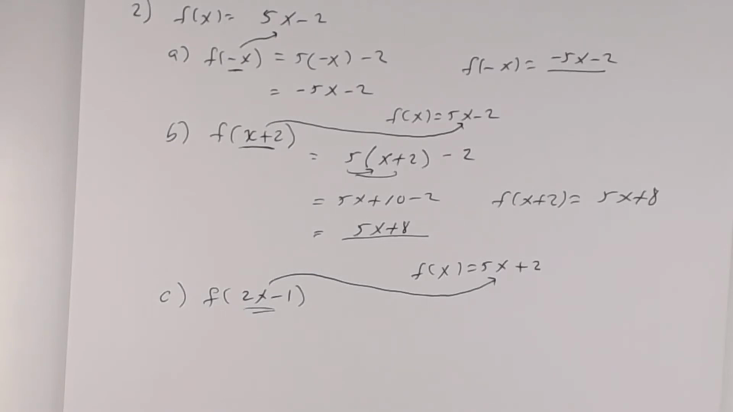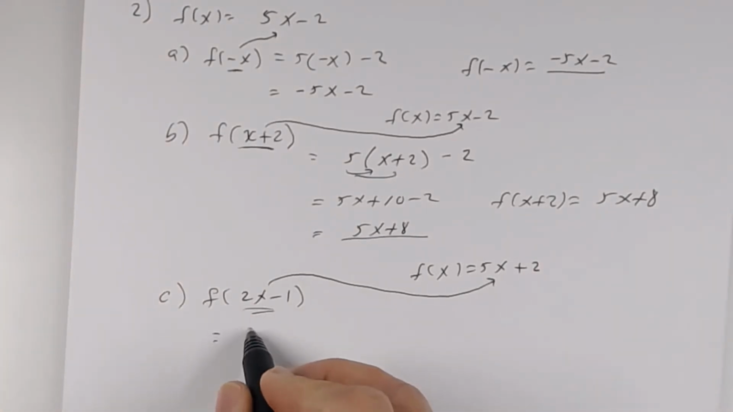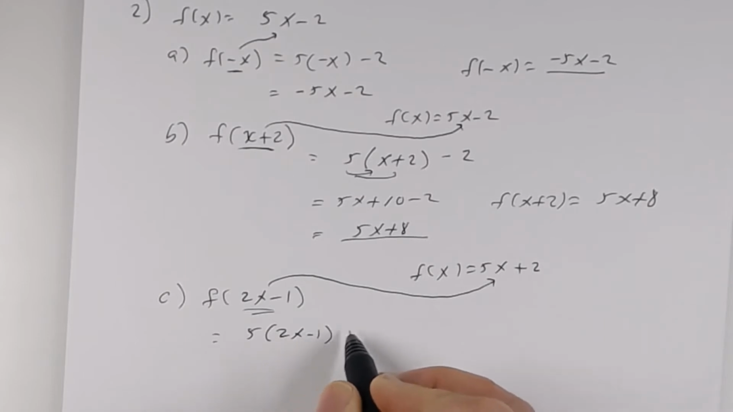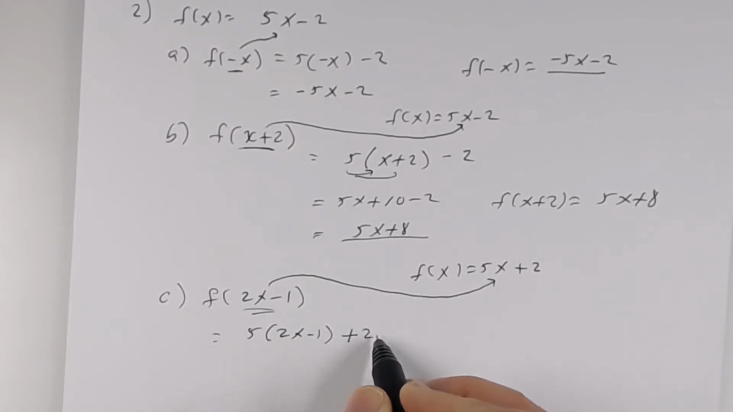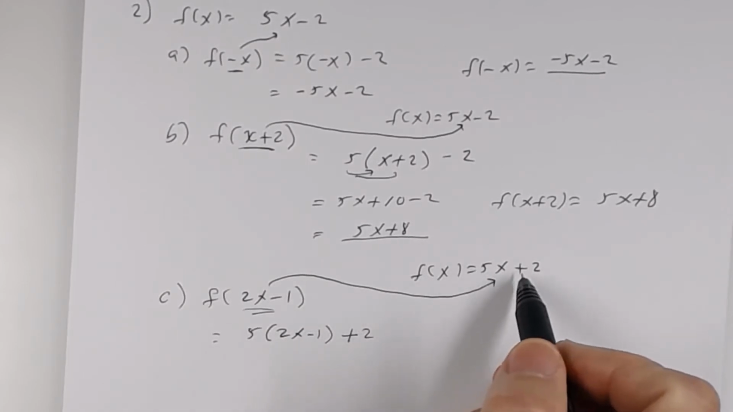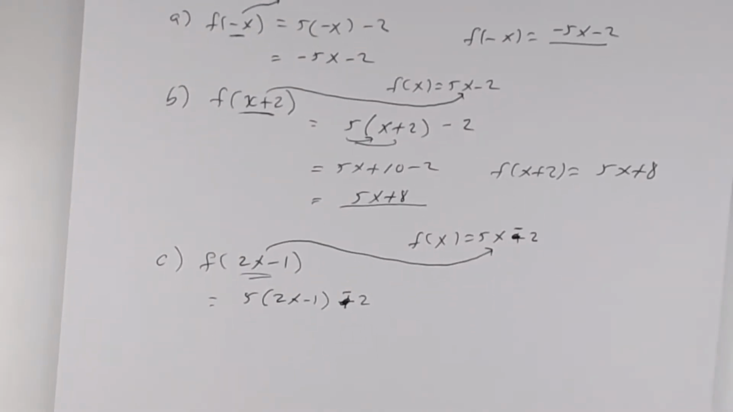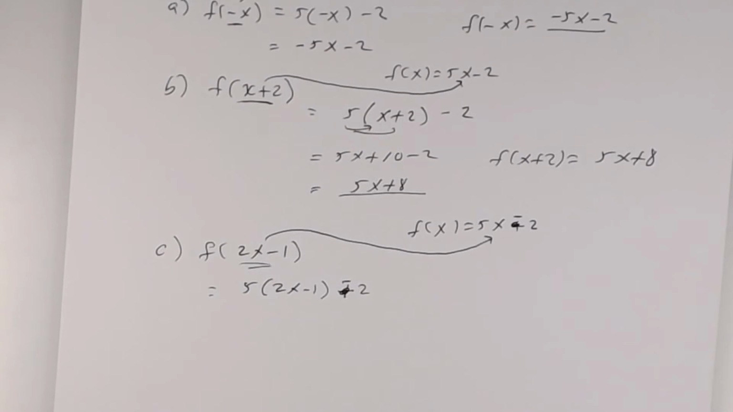All right, so I'm going to get 5 times, in parentheses, what do I substitute? 2x minus 1 plus 2, right? Oh, I wrote this wrong, didn't I? I'm sorry. That's minus 2. So that's minus 2. You're right. Thank you. Minus 2.